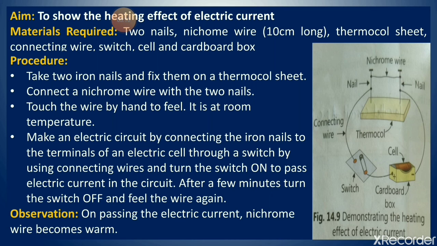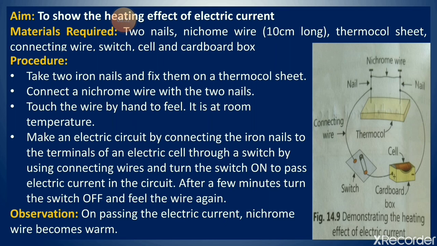Because all the electric current which is passing through the nichrome wire is getting wasted in the form of heat energy. And why is it getting wasted? Because of the high resistance of the nichrome wire. Okay, so this activity is given just to show you the heating effect of electric current.